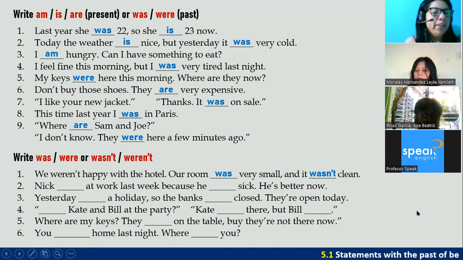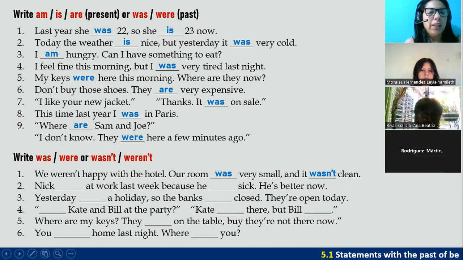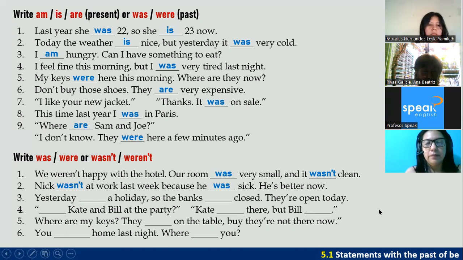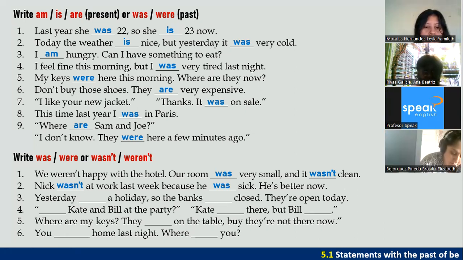Nick wasn't at work last week because he was sick. He's better now. Thank you very much, Glenda. Leila, please. Yesterday was a holiday, so the banks were closed. Very good. They're open today. Excellent. Thank you very much, Leila.